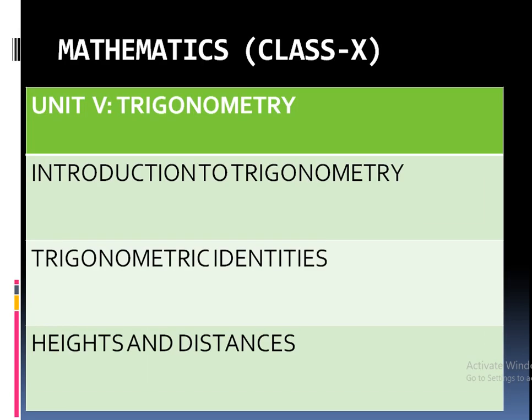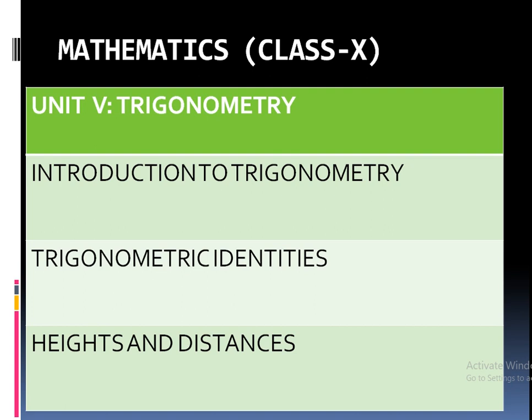Next, unit 5, trigonometry. In this unit, there are 3 chapters: introduction to trigonometry, trigonometric identities, height and distance. In the first chapter, we have trigonometric ratios of an acute angle of a right-angled triangle, values of the trigonometric ratios of 0 degree, 30 degree, 45 degree, 60 degree, 90 degree, relationship between the ratios.